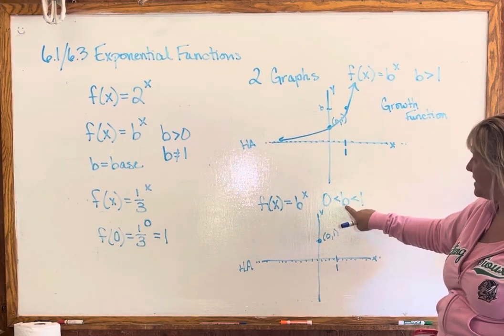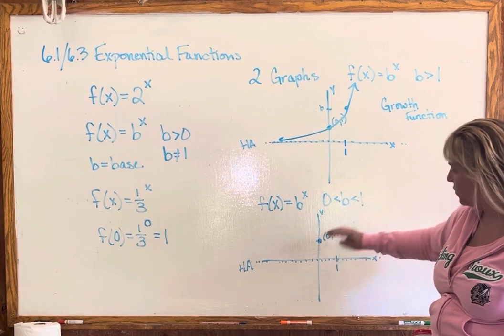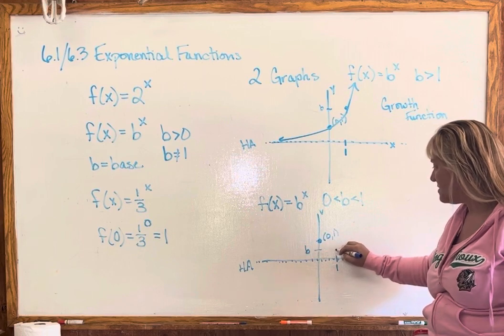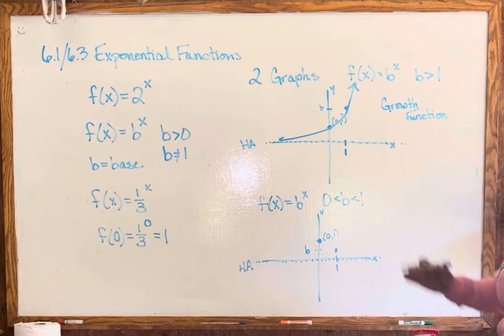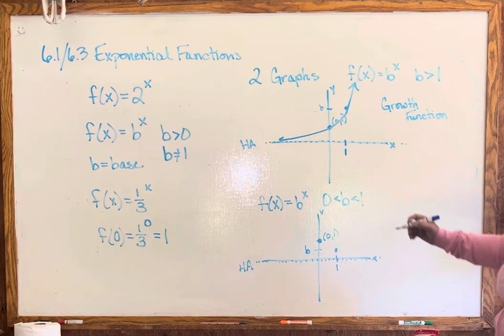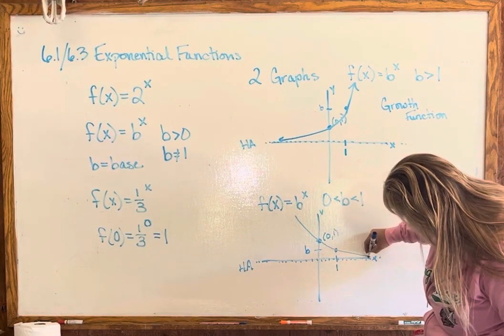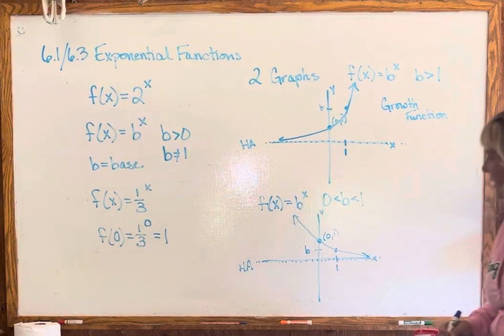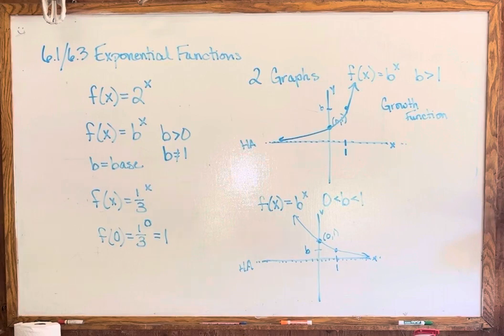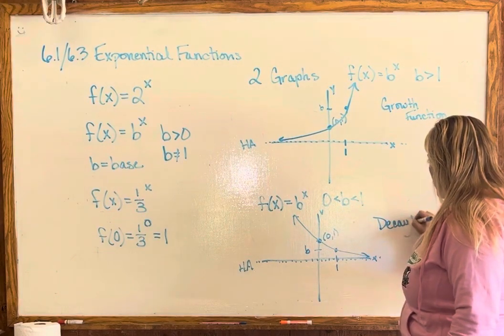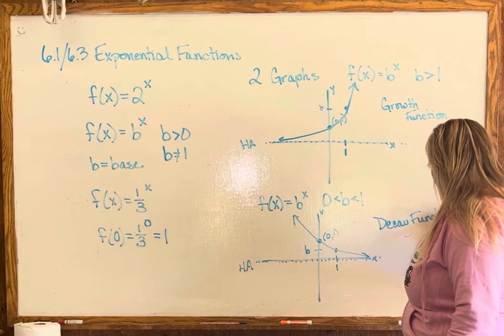But the thing is that b this time is in between 0 and 1. So b is going to be somewhere in here, so it's going to have a point lower. And so what this graph looks like when we draw it in is kind of the opposite of that one. This graph is descending, or we call this decaying. So this is actually the decay function. Whenever you hear about that in math, this is what we're talking about.